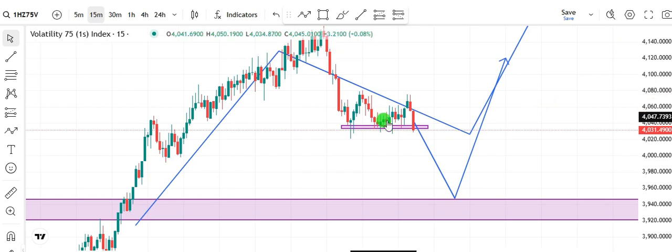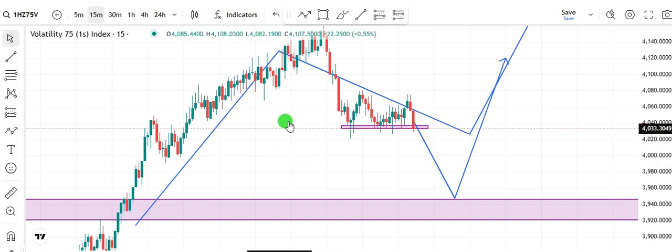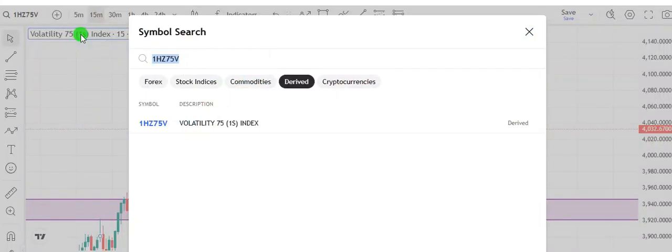So let's see if it gets to this level before going long, or if it's going to reverse from here. What I'm expecting is, so long as I see price above this level, I'm expecting long trades. I just want to take long trades, no short trades. So that's what I'll be expecting on Volatility 75 (1s). All right, go to Volatility 75.